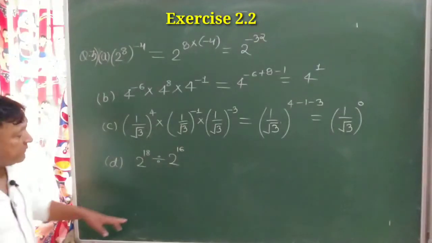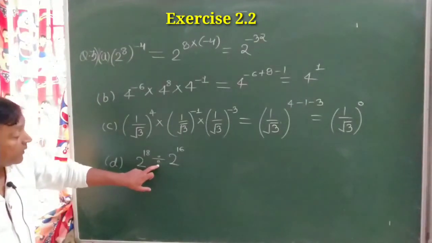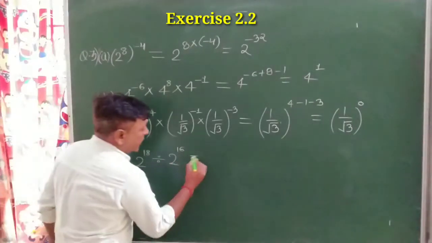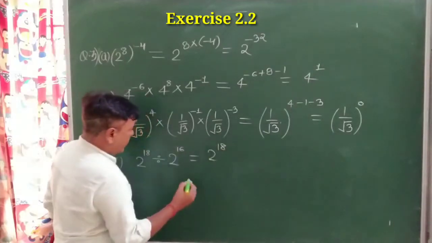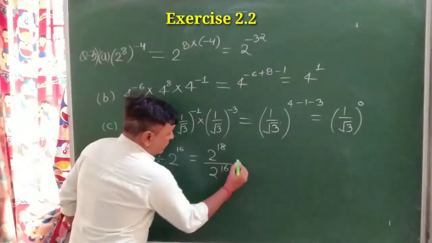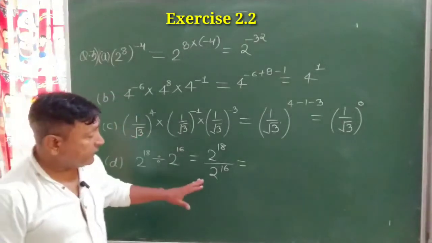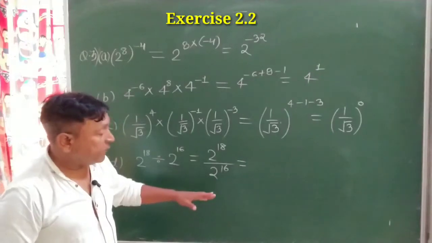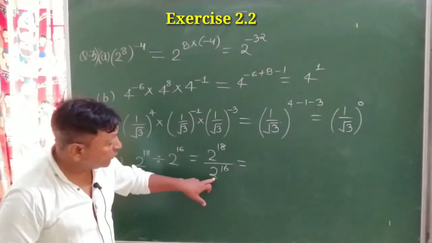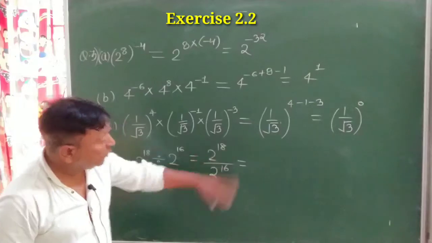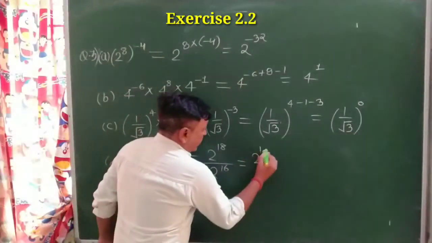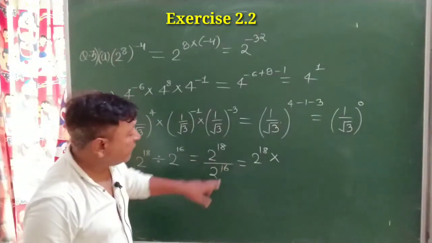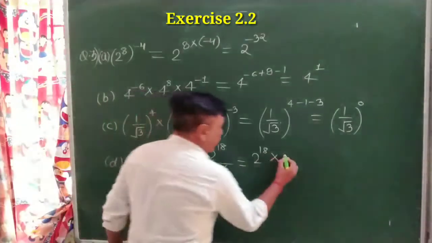In part D, if you see, division is the mathematical operation used here. So first of all write it in a proper way: 2 raised to the power 18 upon 2 raised to the power 16. Now just think, bases can be the same. So transpose, or we can use the better word, send 2 raised to the power 16 from the denominator to the numerator. When this goes to the numerator, the sign of its power will change. It is positive, it will become negative.